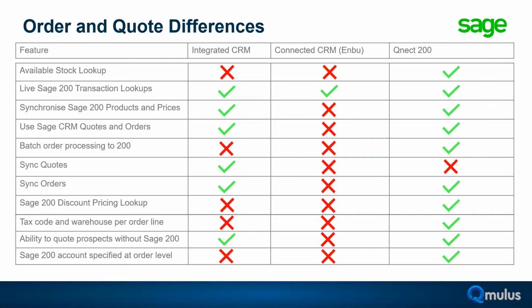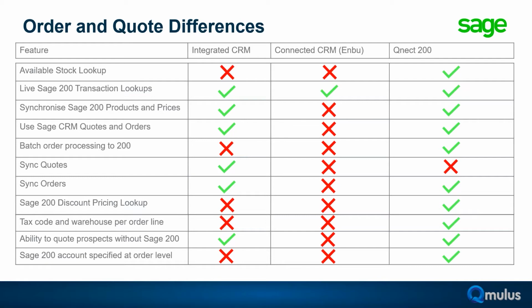Syncing quotes, integrated CRM does sync quotes, connected CRM doesn't because it live looks up. Qnect 200 doesn't synchronize quotes at the moment. The reason being that we use the Sage 200 API to connect, and the Sage 200 API does not have quote functionality at the moment, but it will do with the new web client that's coming out. However, we do synchronize orders. So because we use the CRM order tables, we obviously do synchronize in and out in both directions.